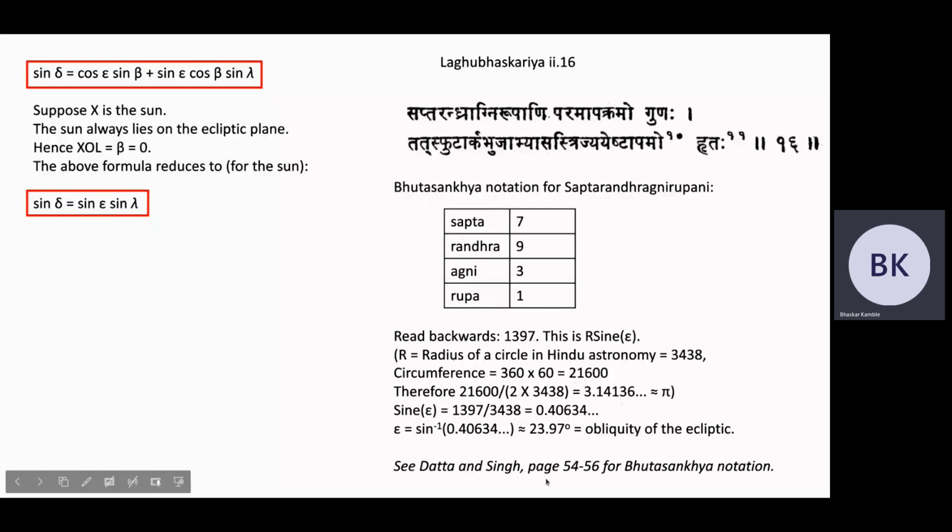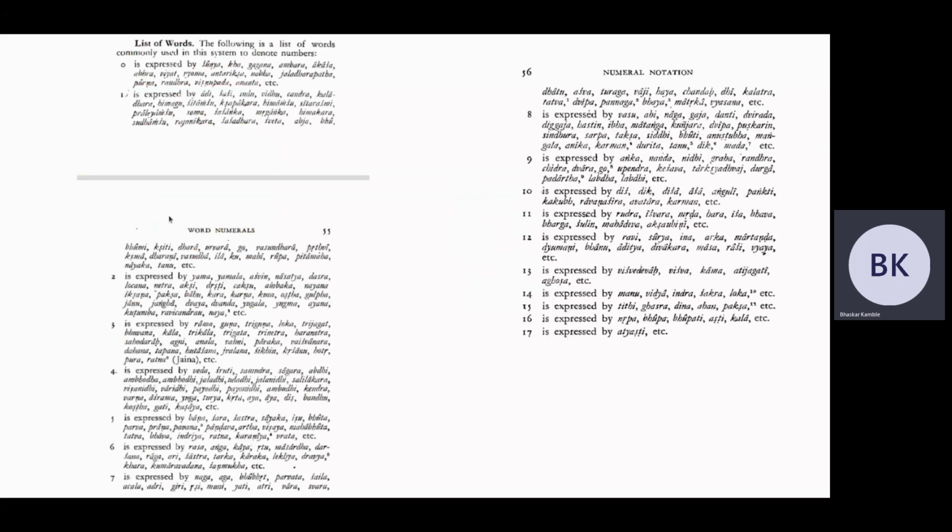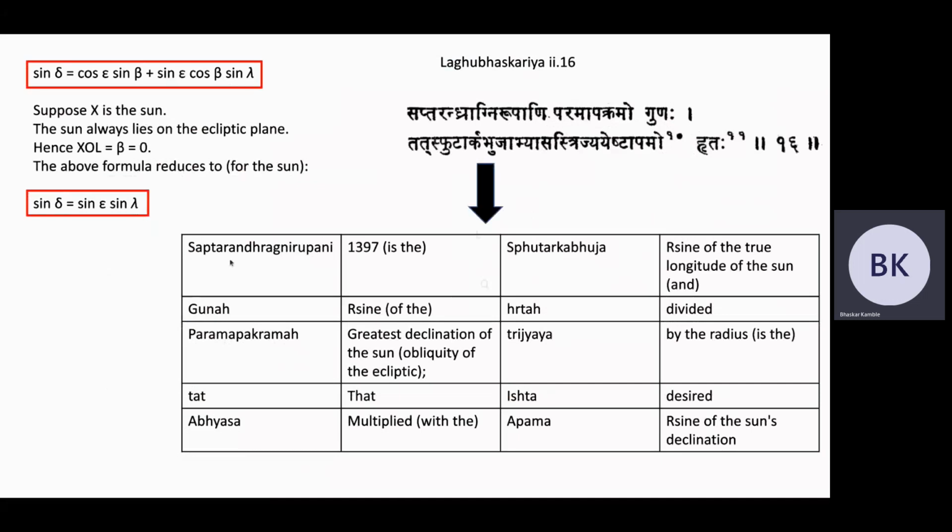By the way, if you want to know more about the Bhuta Sankhya system of notation, you can see Datta and Singh. I have given some snapshots from Datta and Singh, where, for example, the letter 0 is expressed by these words. They have given a list of words for denoting each of the numbers 0, 1, 2, 3, 4, 5, 6, 7. Okay, now with this information for Sapta Randhragni Rupani, let us look at the rest of the verse here.